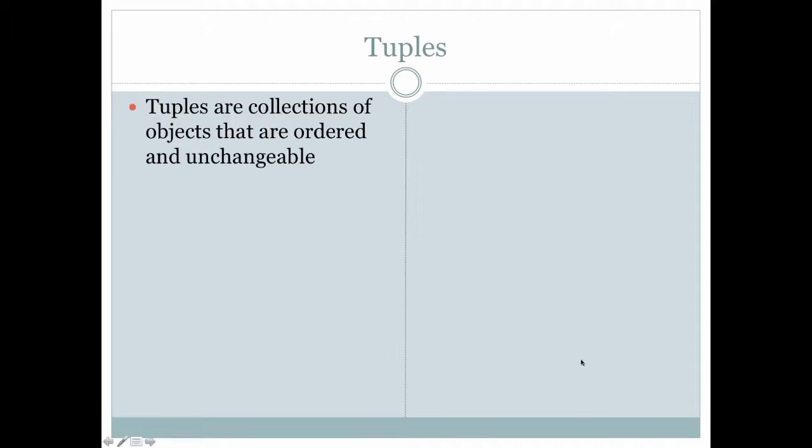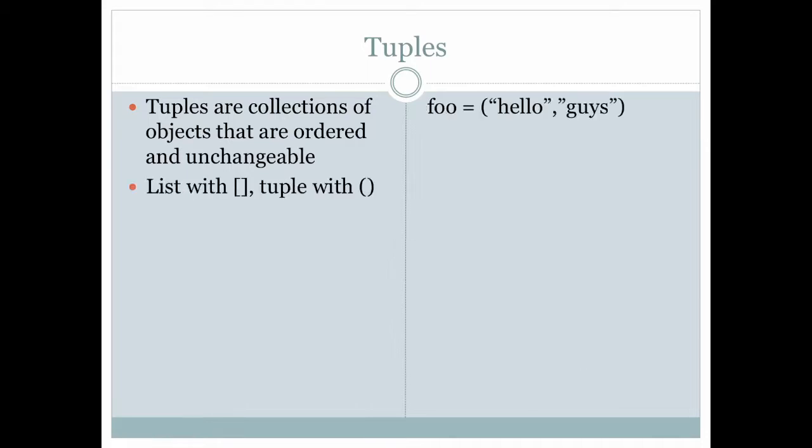Okay, so first off, we have tuples. Tuples are collections of objects that are ordered and unchangeable. So they're basically like lists, except you can't change them. Remember, lists are with brackets and tuples are defined with parentheses.